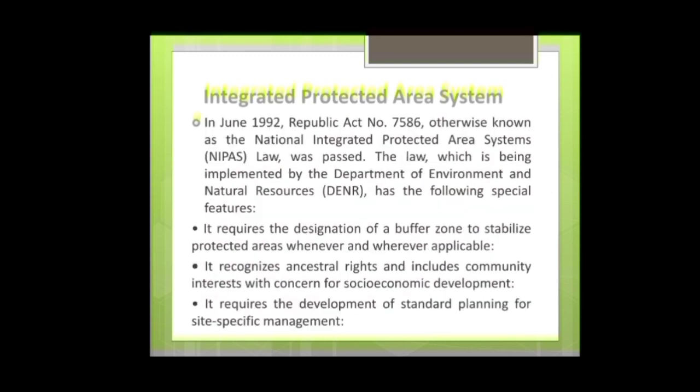In June 1992, Republic Act No. 7586, otherwise known as the National Integrated Protected Area System Law, was passed. The law, which is being implemented by the Department of Environment and Natural Resources, has the following special features. Para mapangalagaan at maging balanse ang natural environment, naipasa ang batas na ito at nakapag-implement ng mga requirements at qualification sa mga sumusunod. It requires the designation of a buffer zone to stabilize protected areas whenever and wherever applicable.